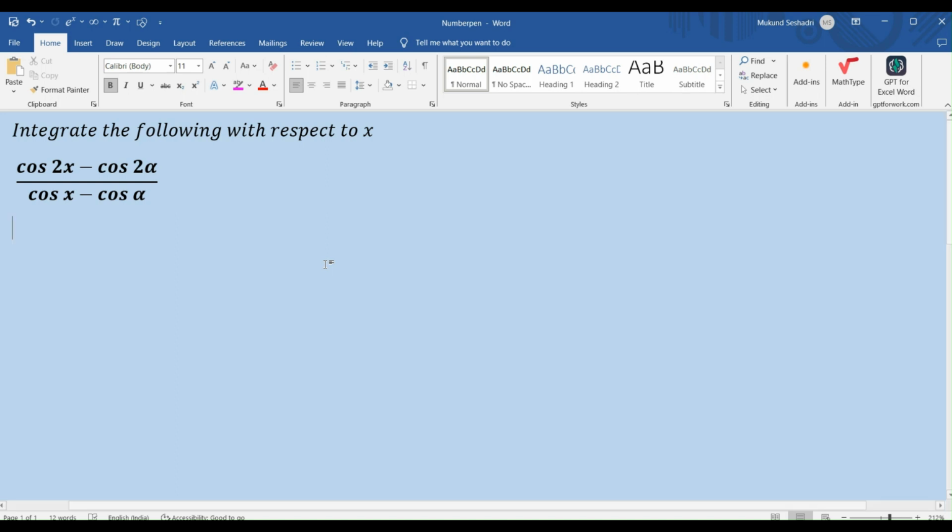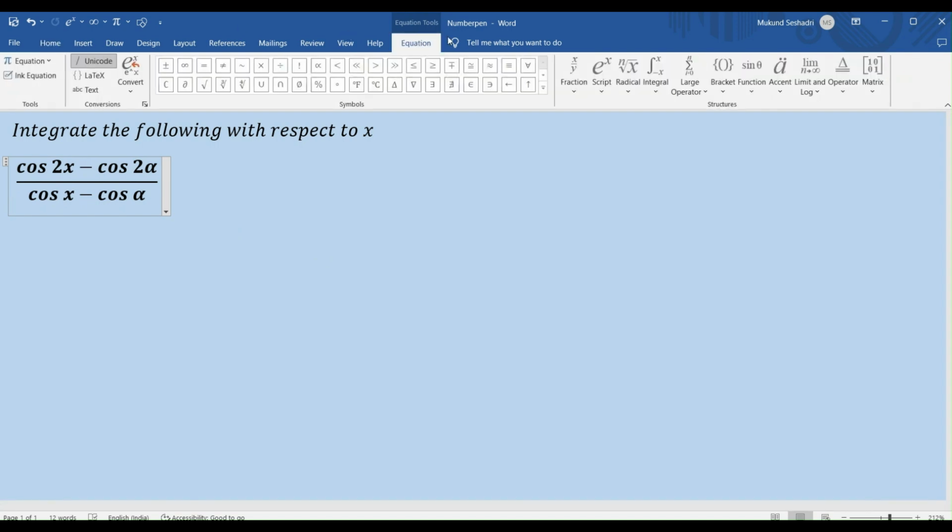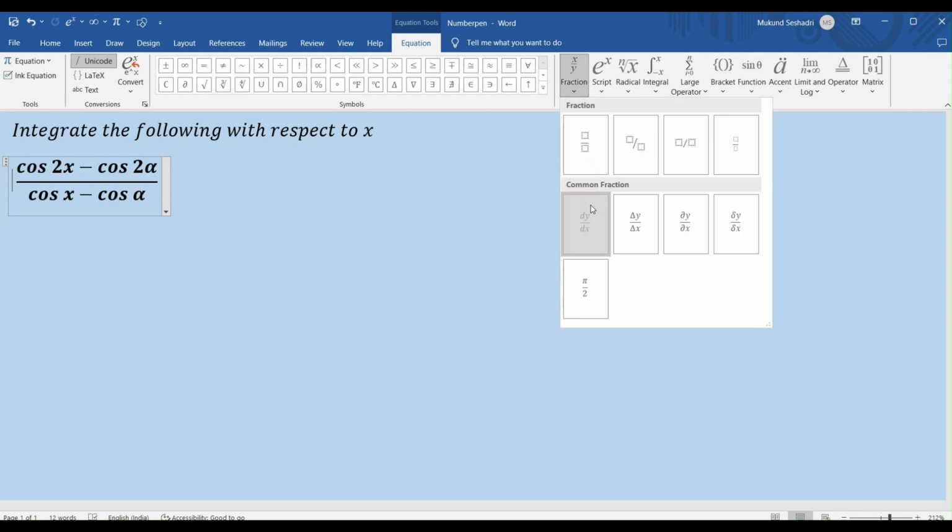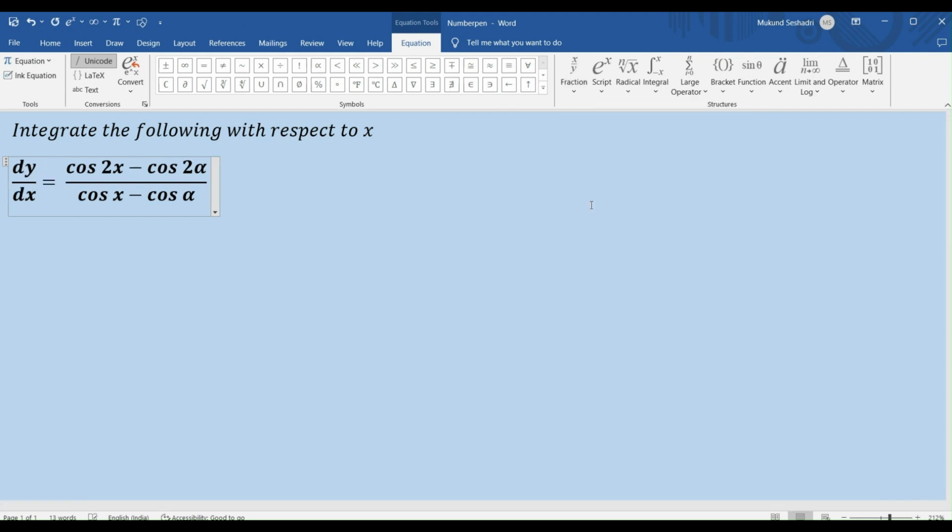So there we have the problem on our screen. Integrate the following with respect to x: cos 2x minus cos 2 alpha divided by cos x minus cos alpha. Here x is the independent variable and alpha is a constant, right? So what we've been given is dy by dx, and we've been asked to find y, and y is nothing but the integral of the given expression, right? Let's write it down.